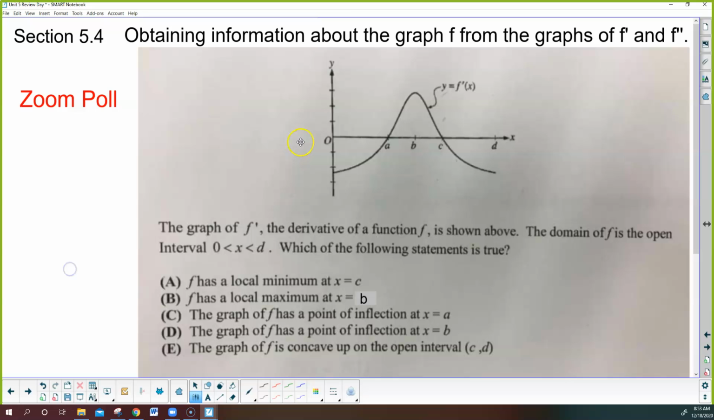All right, I'm going to do a Zoom poll on this one. So give me a second to set the Zoom poll up, and then I'll have you respond to it. But for right now, I'd like you to just kind of read through this. Here's the problem. You're given the graph of f prime, which is the derivative of f. The domain of f is open from 0 to d. Which of the following statements is true, A through E? And I'll set up a Zoom poll that you guys can respond to.